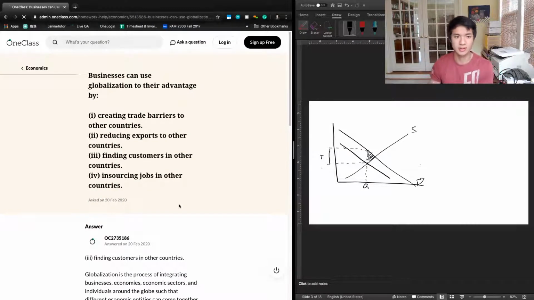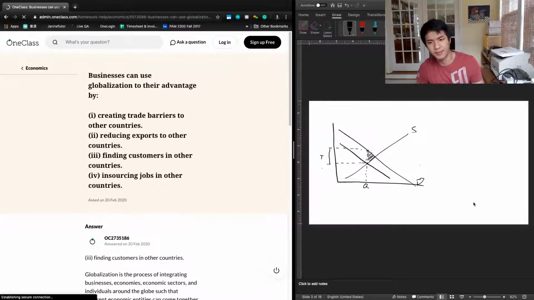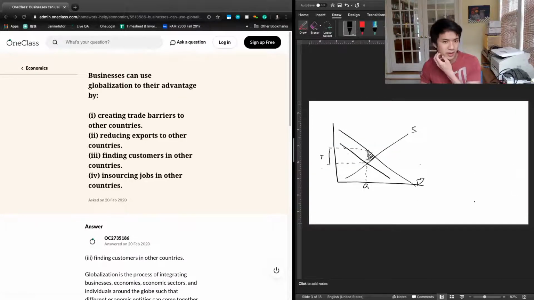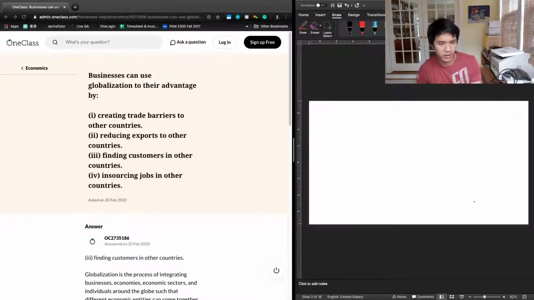Okay, let's take a look at the next question. The next question says that businesses can use globalization to their advantage by 1, creating trade barriers to other countries, 2, reducing exports to other countries, 3, finding customers in other countries, and 4, insourcing jobs in other countries.